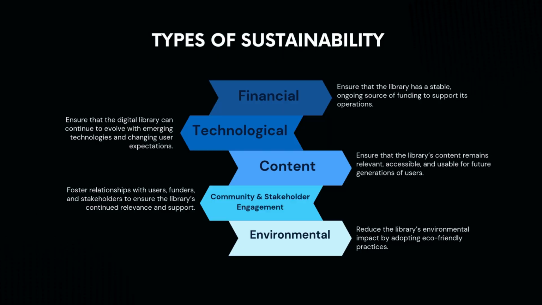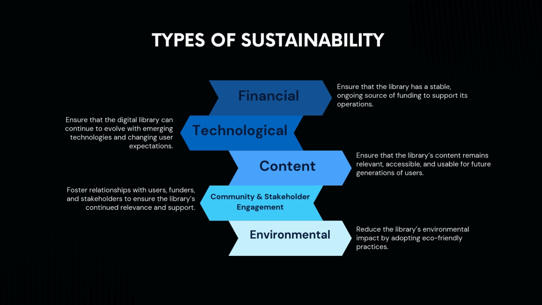This slide highlights the different types of sustainability that support the long-term success of a digital library. The first type is technological sustainability. This refers to the ability of a digital library to evolve with emerging technologies and changing user expectations. For example, regular system upgrades, compatibility with mobile devices, and secure infrastructure ensure continued access and performance as technology advances.